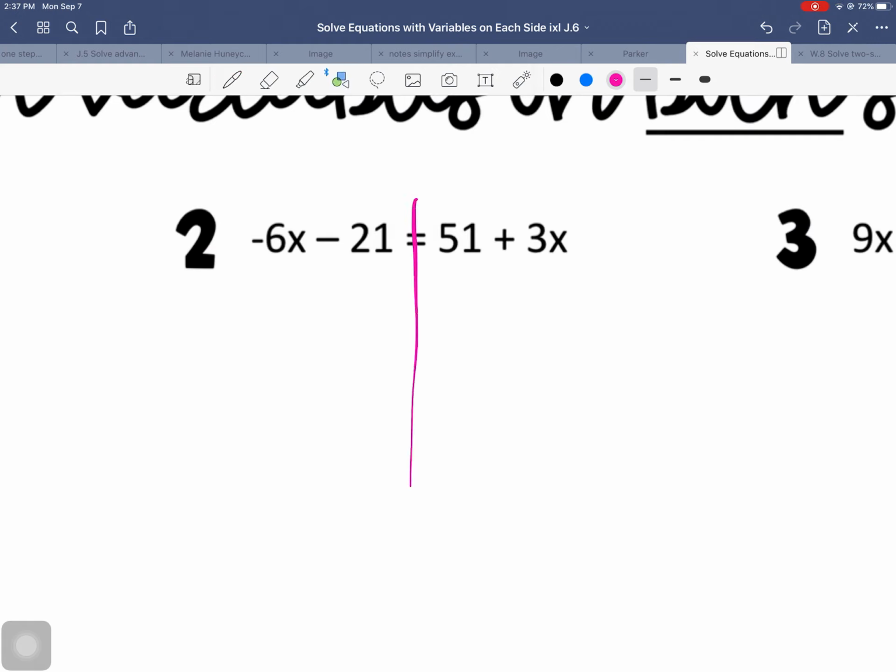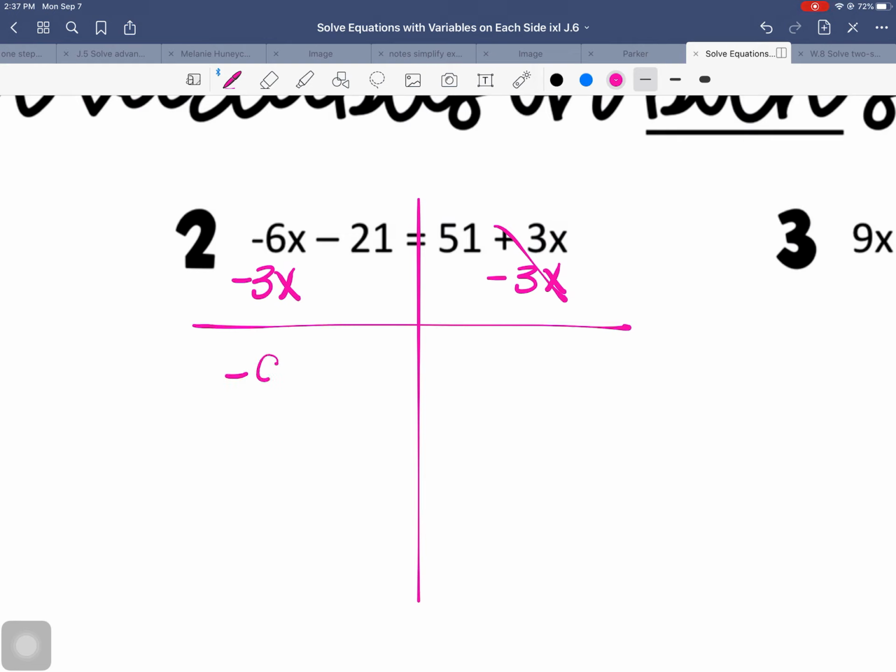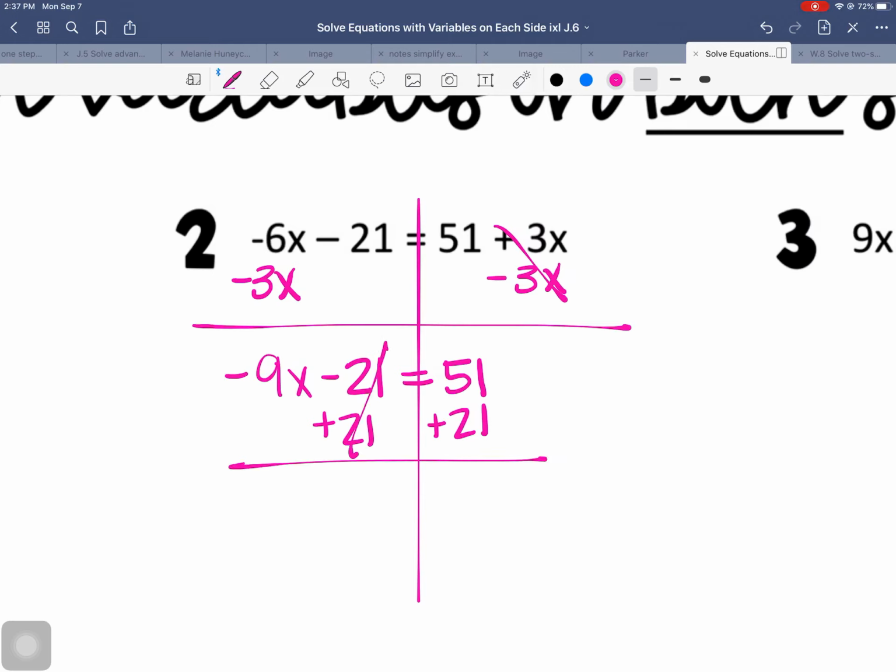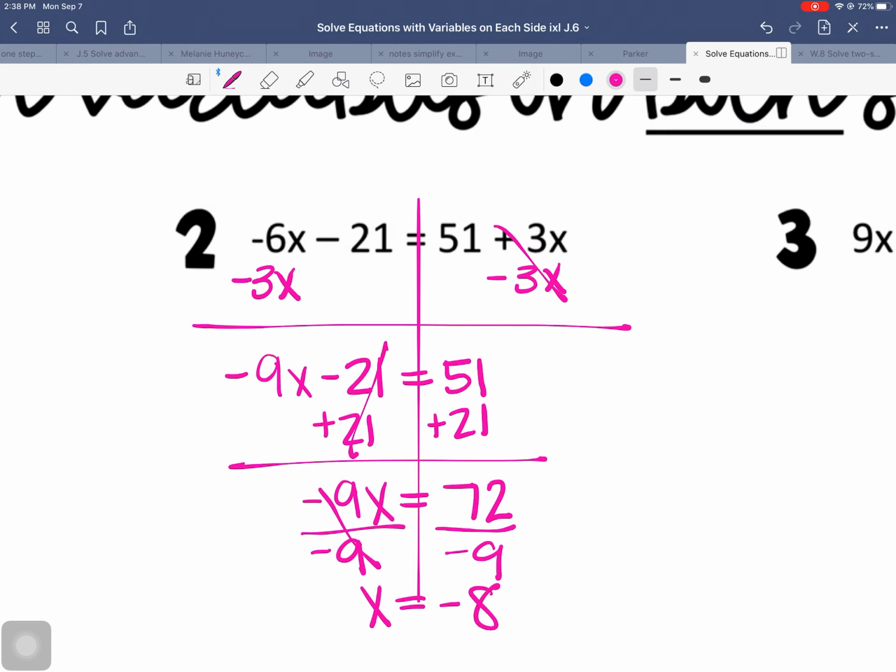All right, we're going to draw the river. Again, no distributing. So I'm going to take my 3x and subtract to combine it with the other 3x, and I get negative 9x minus 21 is equal to 51. Okay, I'm going to add 21. Negative 9x is equal to 72. Divide both sides by negative 9. X equals negative 8.